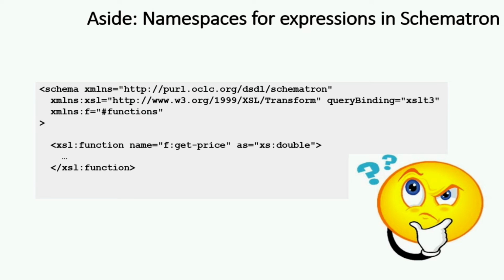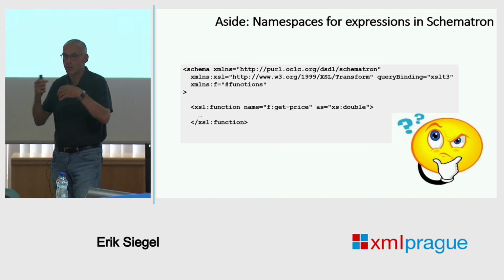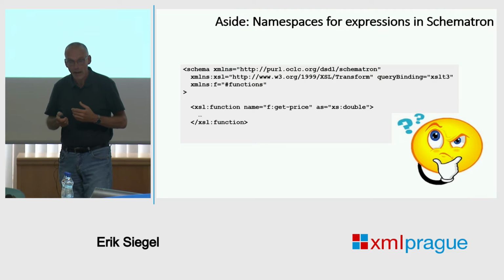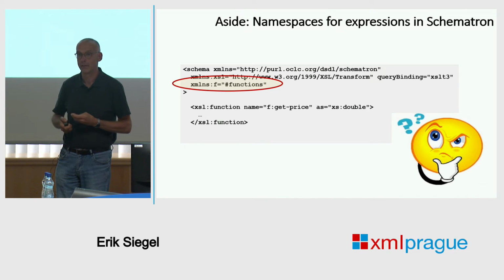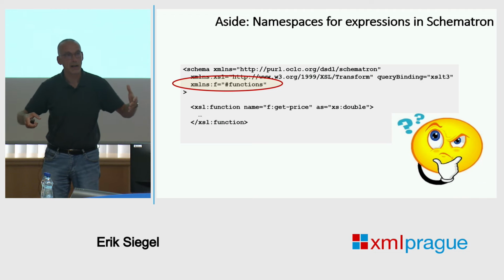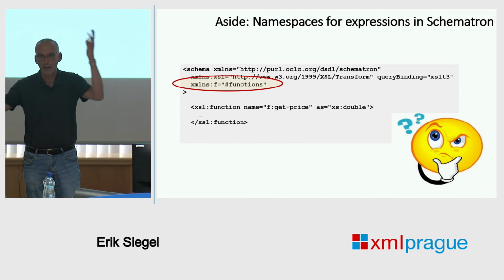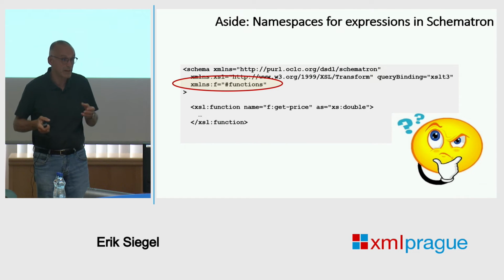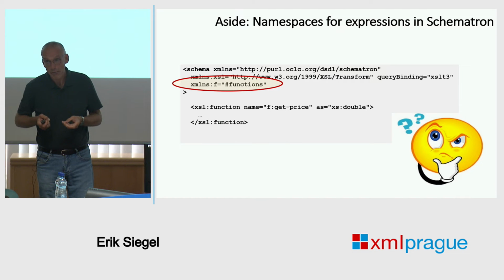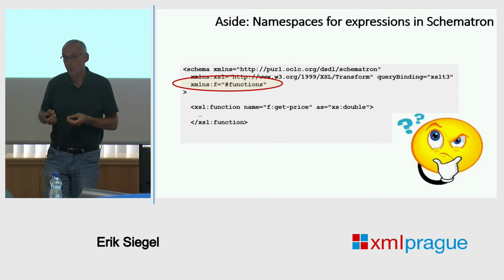If you have a namespace in Schematron that you want to use in your expressions, maybe in your match expressions, or in this case to define a function in XSL, you might think that you need to do this. You need to define your namespace just like you define namespaces in XSLT or in your XML documents, with a namespace declaration, in this case on the root element. However, in Schematron, that does not work.